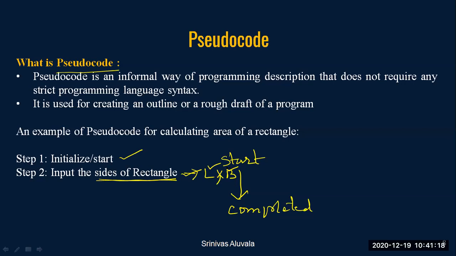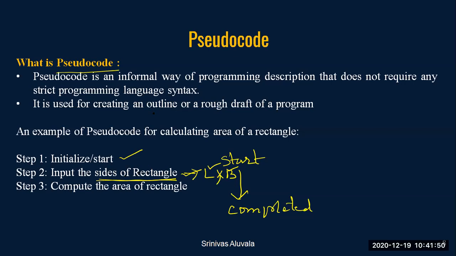There I said input L comma B. But here I am saying input sides of the rectangle. So what are those sides? I have not precisely defined, but still I know how the problem needs to be solved. How the problem can be solved is written in steps. That's an informal way of defining a solution to a problem without following any strict rules. We are calling it a pseudocode.